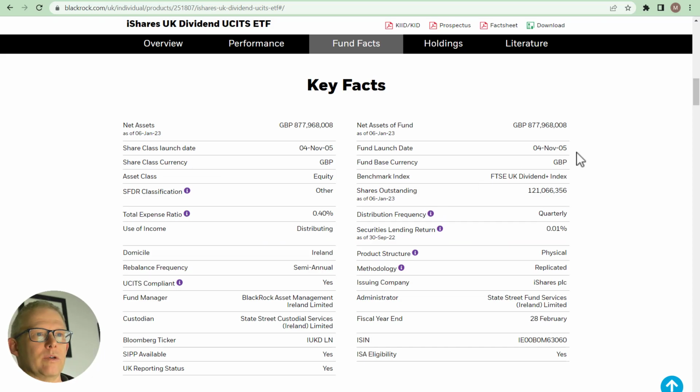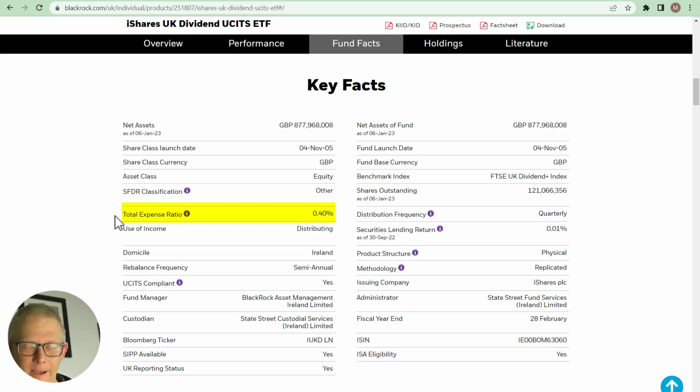Some of the key facts about this fund. It was launched in November 05. It is a reasonably large fund with 877 million in it. One of the things that is really important to look at is the total expense ratio.